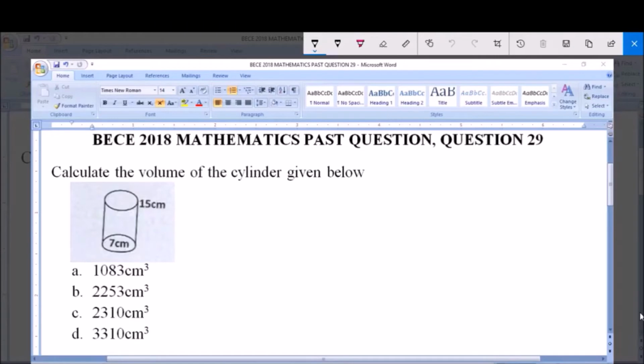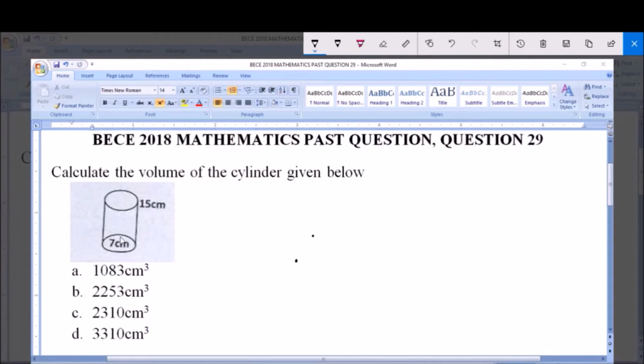Today we're going to be dealing with Bece 2018 Mathematics Past Question 29. Calculate the volume of the cylinder given below. Now this is the cylinder given below. A 1083 centimeter cube, B 2253 centimeter cube, C 2310 centimeter cube, and D 3310 centimeter cube.